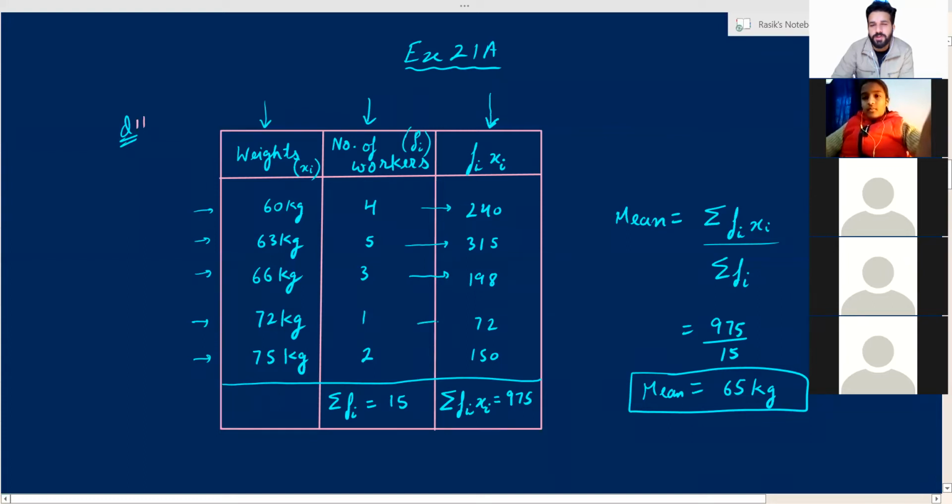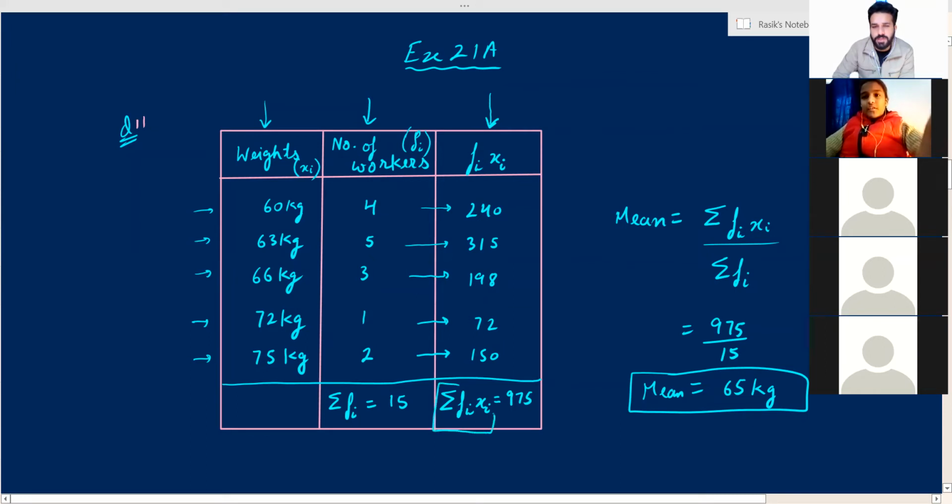This is the method of doing it. 1 into 72, 72. 75 into 2, 150. Now we add all these numbers in the column.